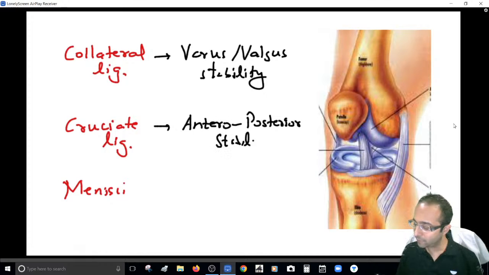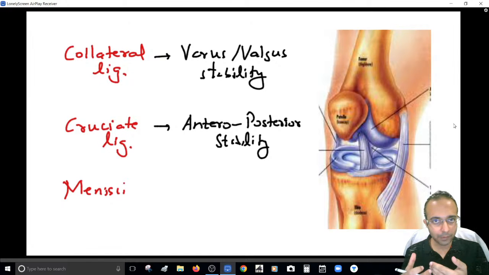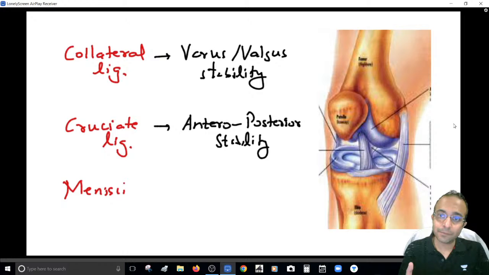So clear enough, guys, with these two groups of ligaments? Tibia does not slip anteriorly, ACL stops it. Tibia does not slip posteriorly, PCL stops it. Tibia does not sag into varus or valgus, the collaterals stop it.